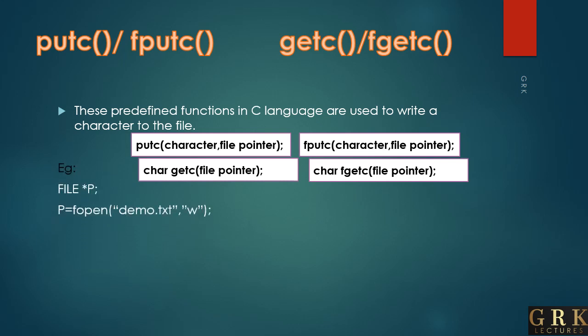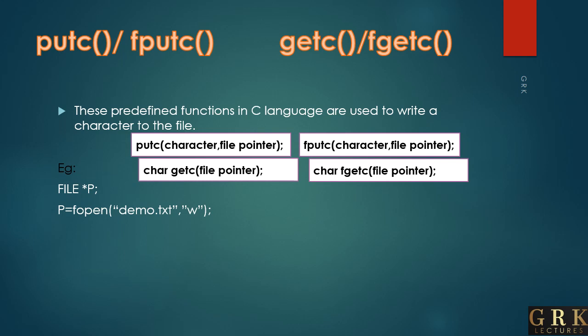Now let us consider one example. The fopen function is used to open a file in different modes, which we discussed in the previous class. Here I am trying to open a file, demo.txt, in write mode. Assume that initially it is a new file we are creating. When a new file is created, there will be nothing in it. That's why I am opening that file in write mode. After opening, I am trying to write something into that file.